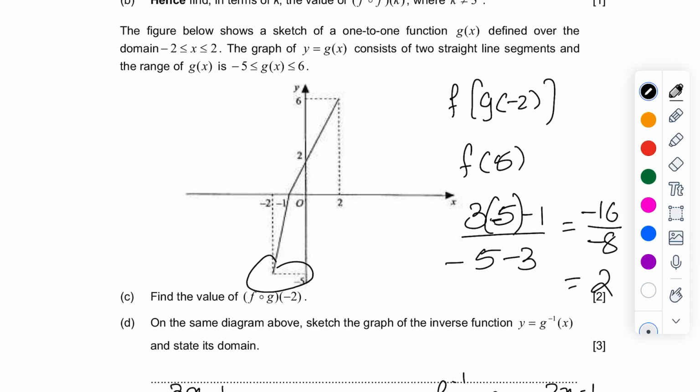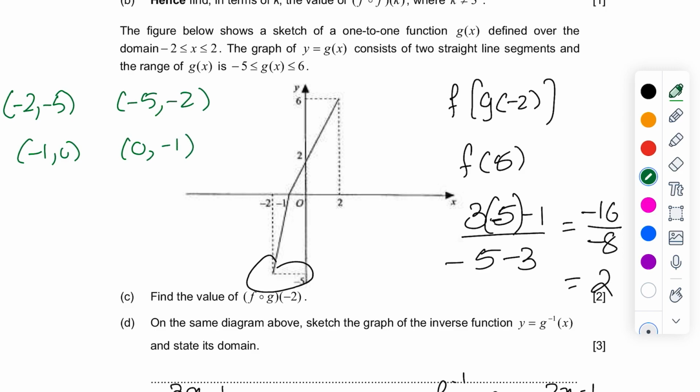Then finally, on the same diagram, sketch the graph of g inverse of x. So what are the points? The points are negative 2 comma negative 5. It becomes negative 5 comma negative 2. And it is negative 1 comma 0. It becomes 0 comma negative 1. And 2 comma 6. It becomes 6 comma 2.